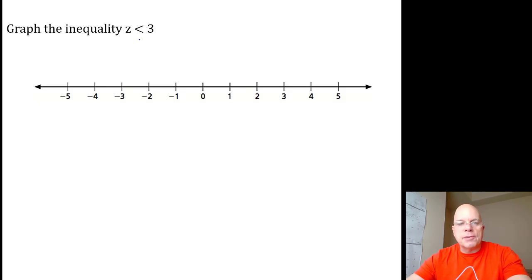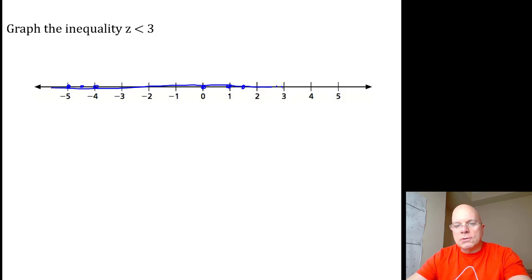Z is less than 3. So any negative number is less than 3. Any negative number, certainly 0 is less than 3. 1 is less than 3, 1.5 is less than 3. All of these values are less than 3. But the tricky part is all the values, like 2.9 is less than 3. 2.95 is less than 3. 2.99 is less than 3.